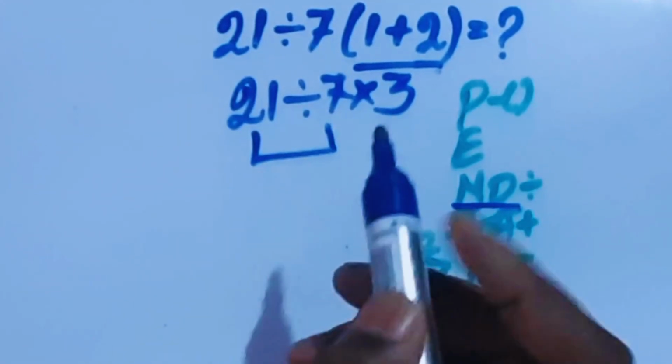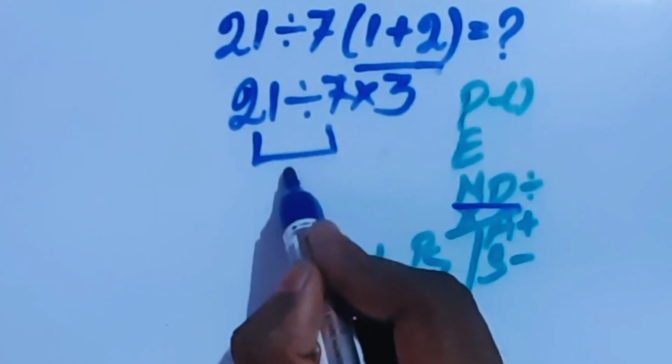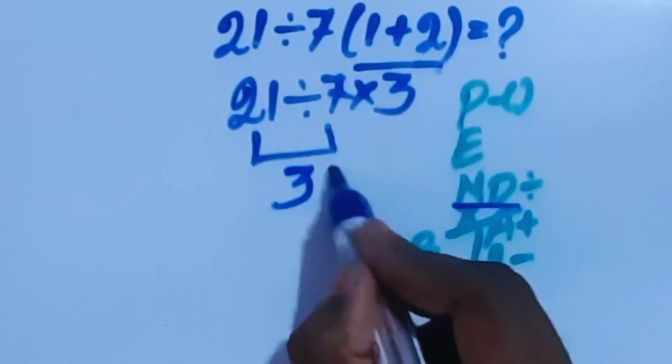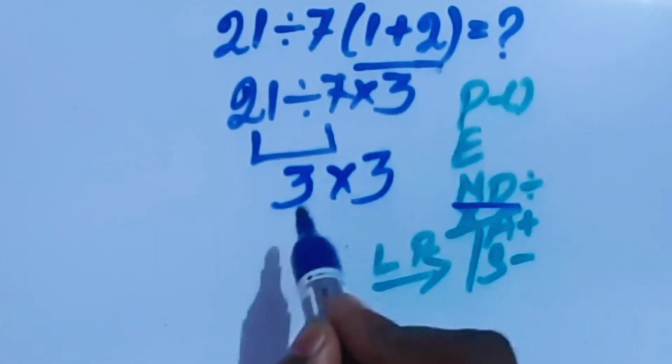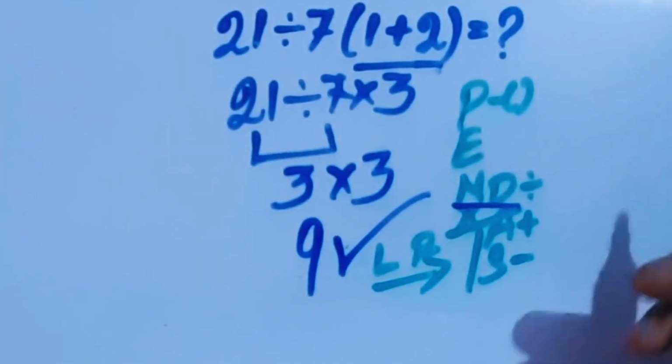Left to right is this one. So here 21 divided by 7 is 3, times this 3. Now 3 times 3 is 9. 9 is the correct answer.